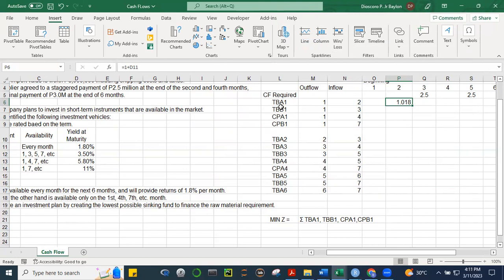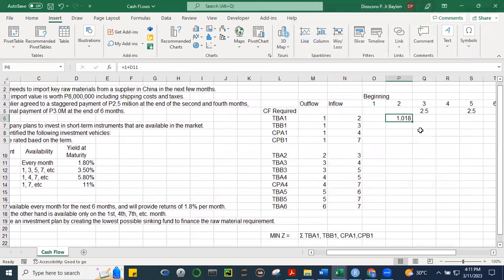Are there any other cash flows occurring on month 1? Inflows or outflows? For the beginning of month 1, actually these are all outflows, right? So that will be -1. There will be no interest yet. Why is this -1? It will be -1 times TBA1, -1 times TBB1. All of this will be -1 because these are all outflows going out.